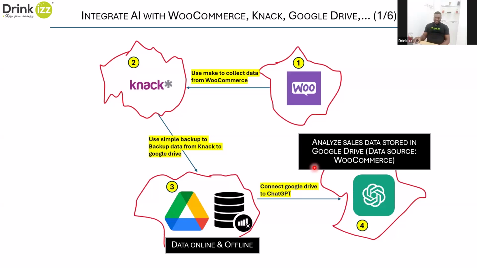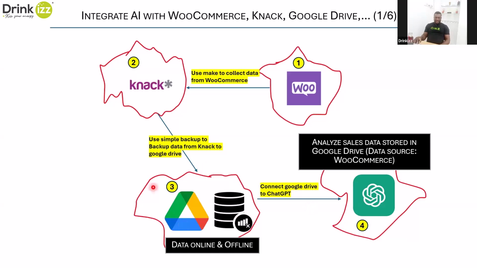You can use Make to collect data from WooCommerce. We collect data from WooCommerce and store this data in Knack by using Make. And then to store the data from Knack into Google Drive, we can use Simple Backup. In this way, our data is in one place and it's saved.